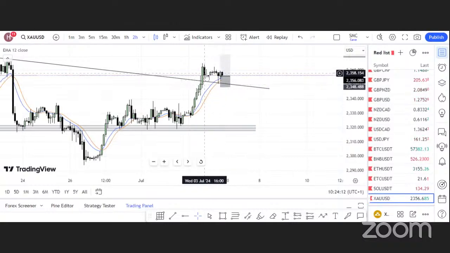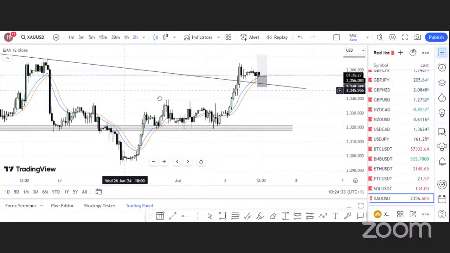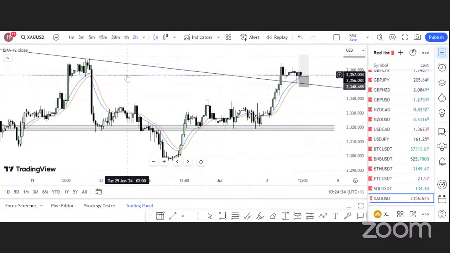So you see this big green candle. This is dominating the bulls. It's showing the strength of the bulls, which simply means that the bulls are still in power. So now let me show you another thing.